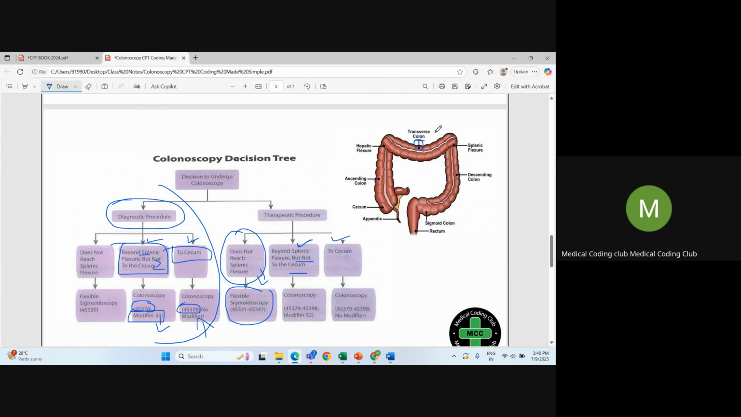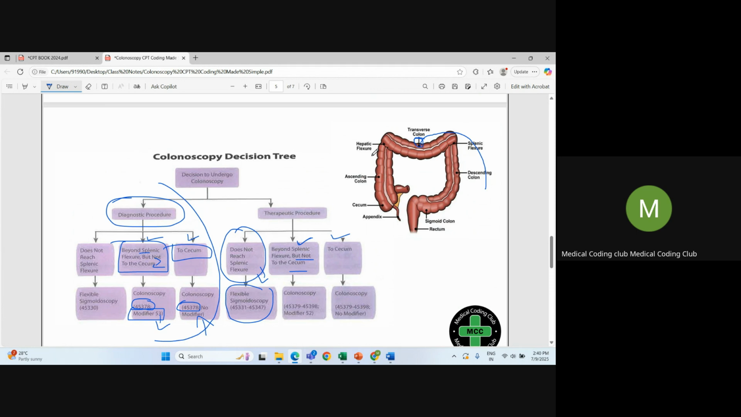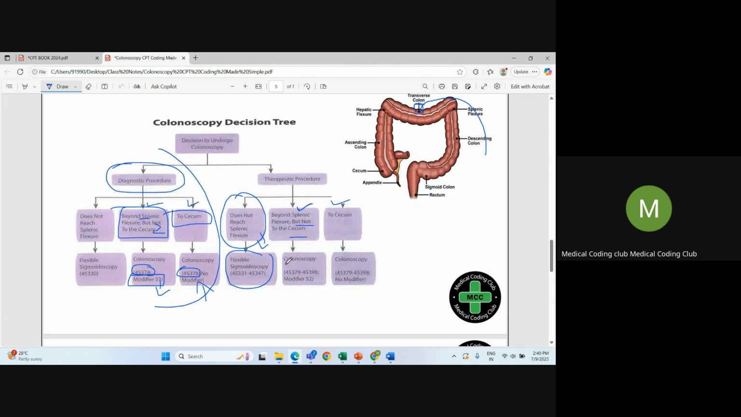They're removing the colon polyp utilizing the colonoscope from the transverse colon. Okay, in this case, we are going to code from 45379 to 45398, and here again you have to check what they are removing or what techniques they used to remove. Okay, all the codes we will see later. And lastly, if it goes complete, if it reaches the cecum, then also the same codes, but we don't use any modifier here.